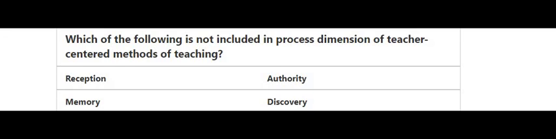Which of the following is not included in process dimensions of teacher-centered methods of teaching? Number 1, reception, authority, memory, discovery. The correct answer is discovery.